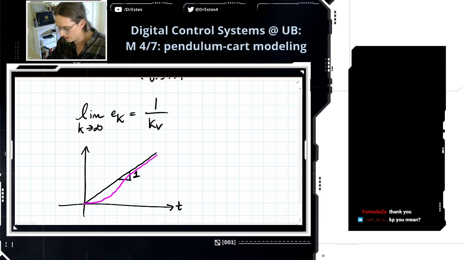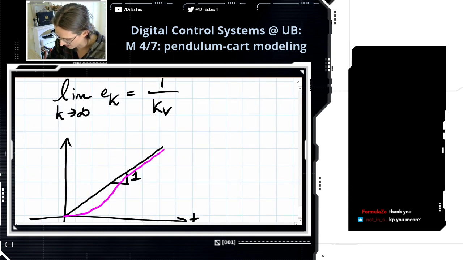And so once it reaches its settling time, it's going to maintain the same distance between the reference the whole time, until infinity. If you go on to infinity, it's still going to look exactly like this.